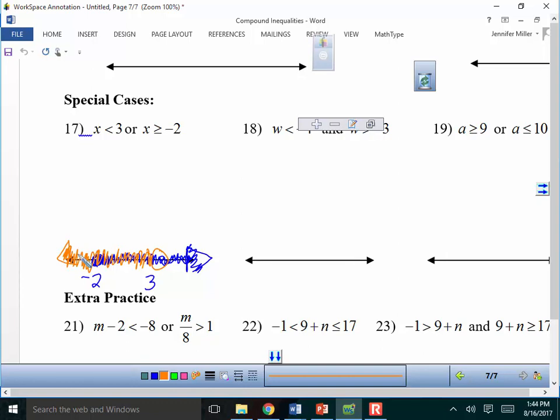So that's my point. If we're shading this way, where is it on the number line? Where is it blue or orange?